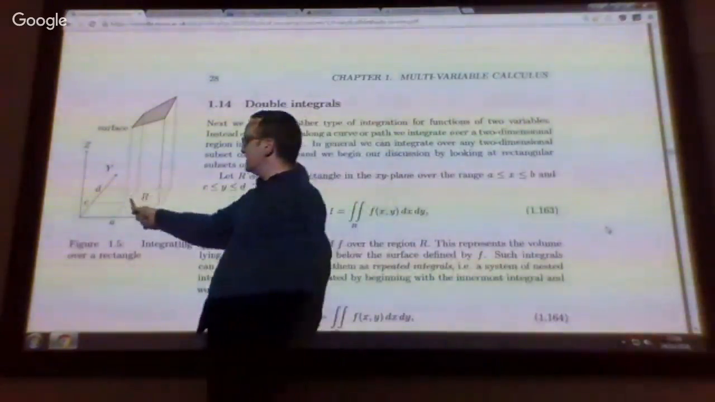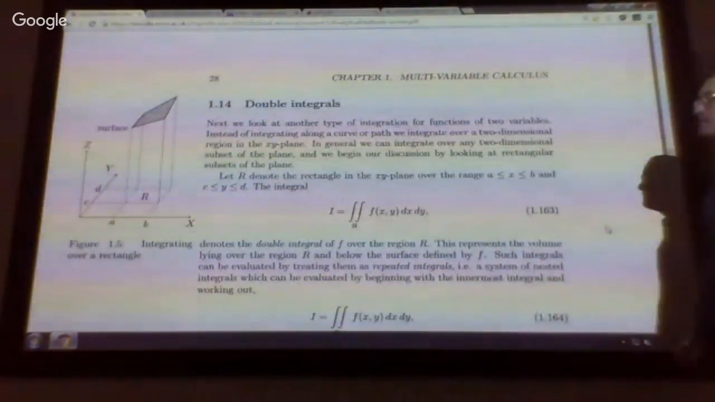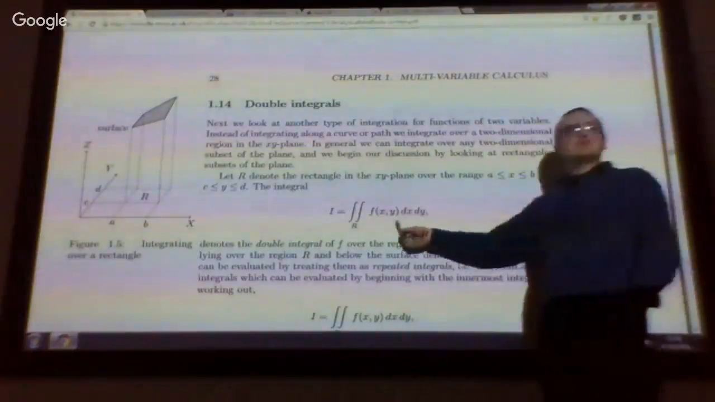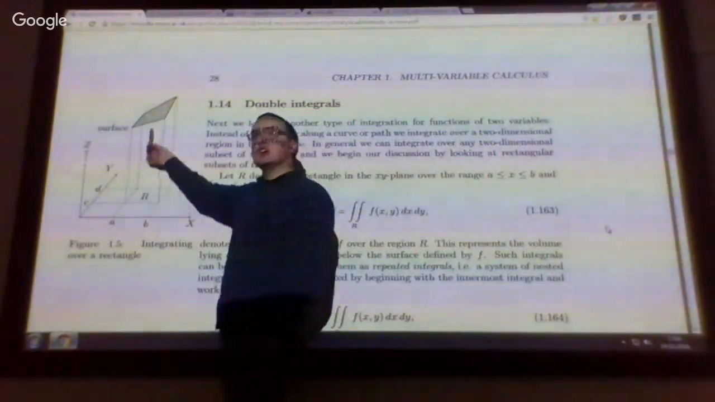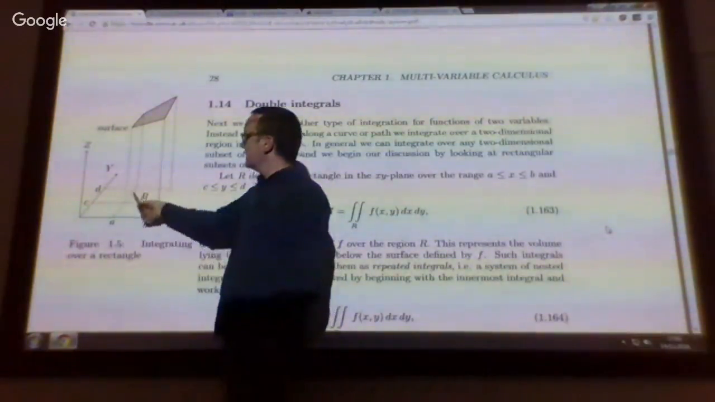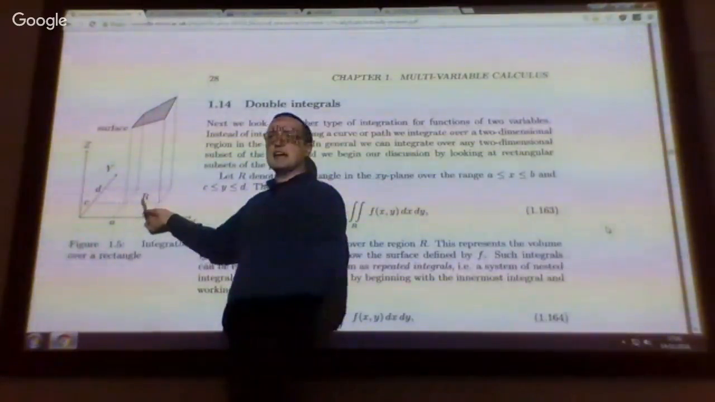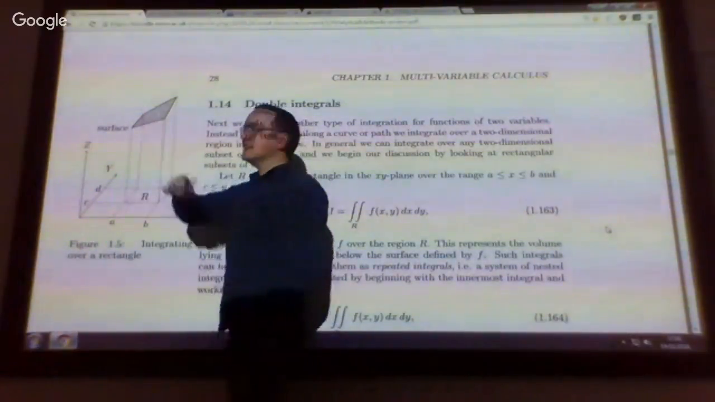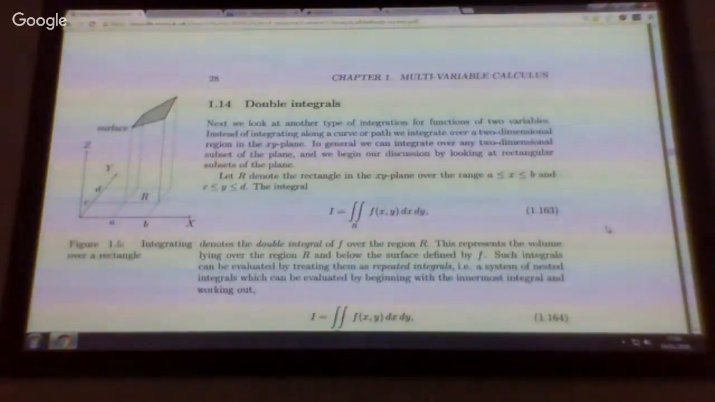R is a region in the xy plane, which is the domain of the function. What this object corresponds to, this is what we talked about this morning, is this cylindrical type subvolume of R3 lying in R3 over the region R in the xy plane and bounded at the other side by the surface defined by the function, by the surface z equals f of xy.